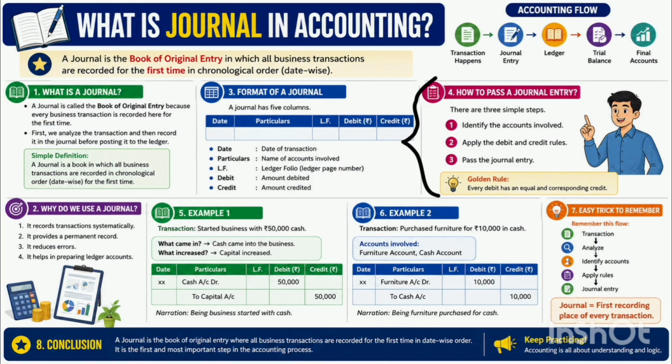How to pass the journal entry? There are three simple steps. Identify the accounts involved, apply the debit and credit rules according to the modern rules, and pass the journal entry. First of all, you have to identify the two accounts from the transaction. Then you have to apply the debit credit rule according to the modern rules, for which I have already uploaded a video. You can see that and understand what the modern rule is. And then we record the journal entry.